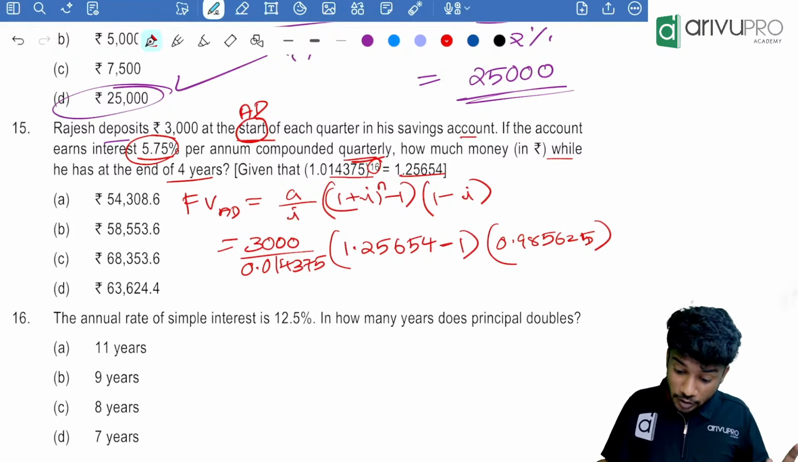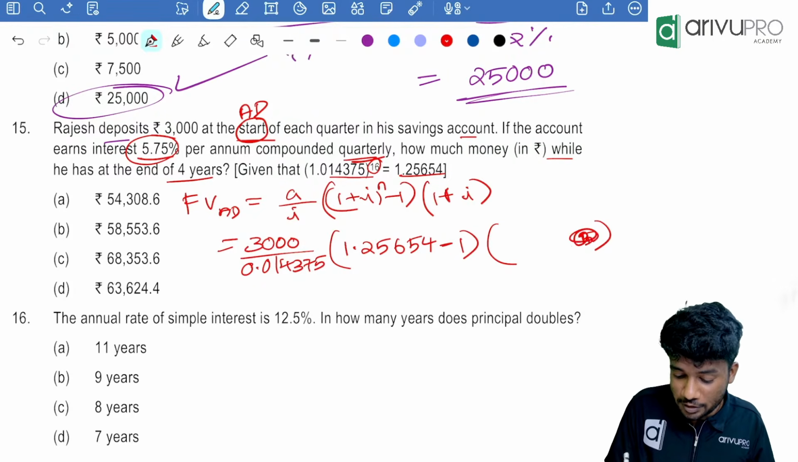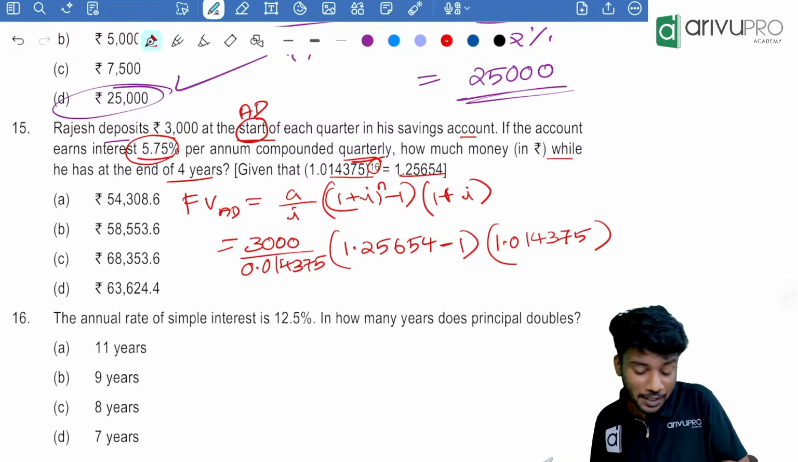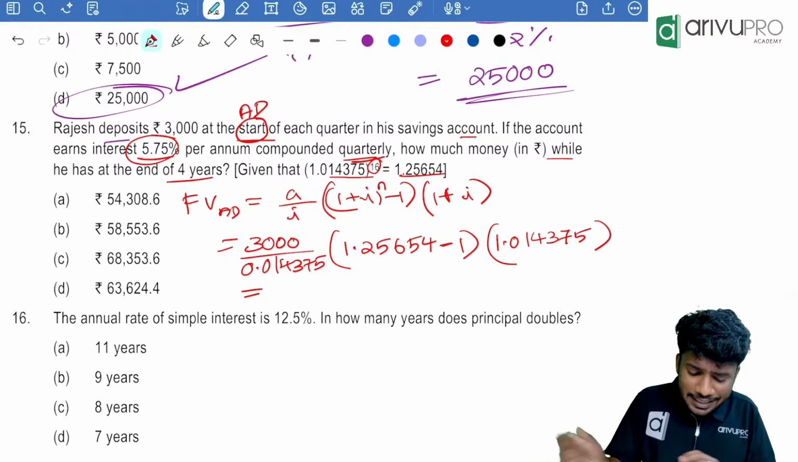Okay, into 1, sorry, into not 1 plus I. Mistake. 1 plus I you need to do. That is nothing but 1.014375. Not minus 1, it's plus 1. Okay, sorry, not minus I, plus I. Then people substitute everything. Take your calculator.